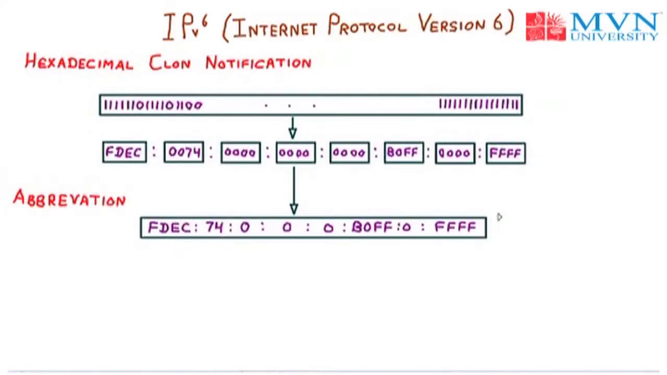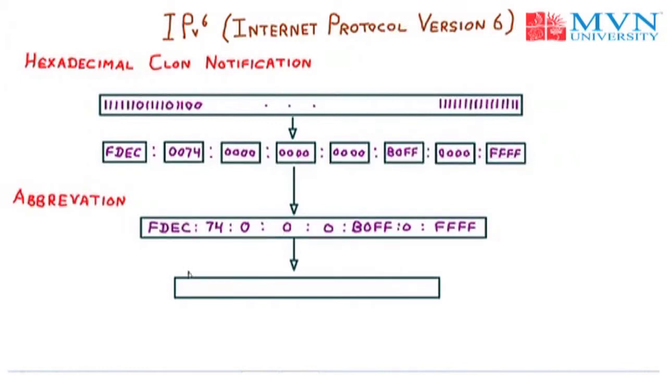Now, there is one more abbreviation by which we can compact the IPv6 address. For example, when we have continuous zeros, we can represent them with a colon. Now, FDEF will remain the same. FDEC will remain the same. Then 74. Now, we have 3 continuous zeros and we will represent them as a colon. Then after the colon, we have B0FF, then again 0, then 4F.